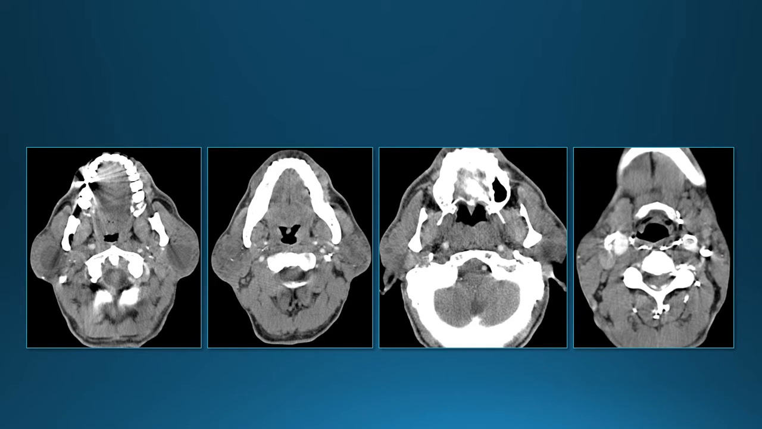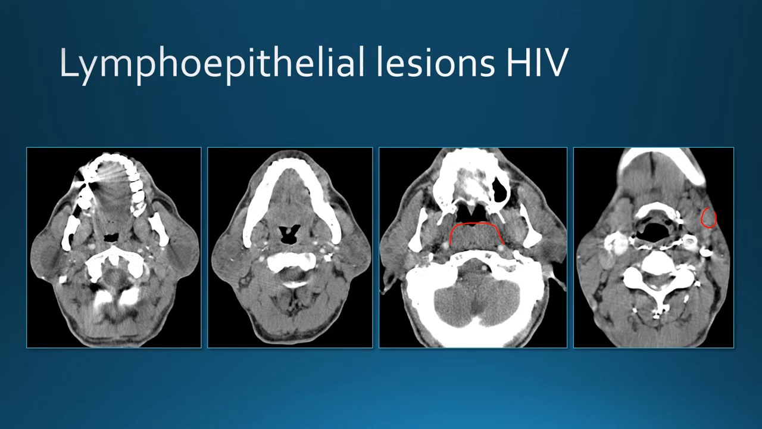Another patient with bilateral parotid space lesions, cystic here in both parotid spaces. This patient also has enlarged adenoids, some enlarged lymph nodes. This is a patient with HIV, and these are lymphoepithelial lesions of the parotid.